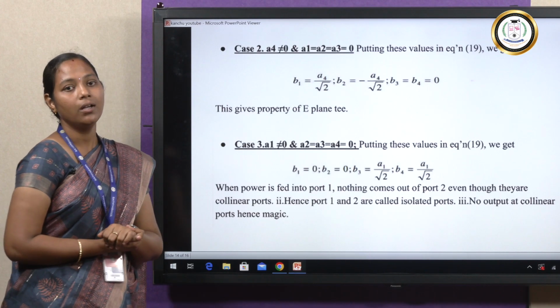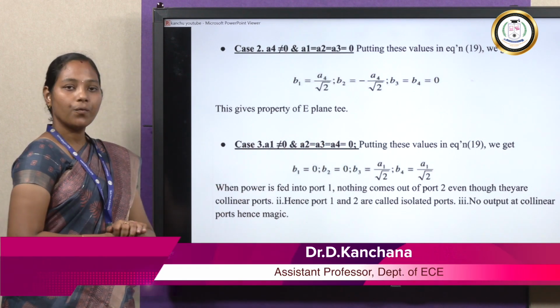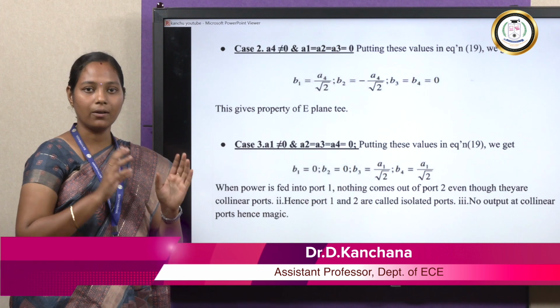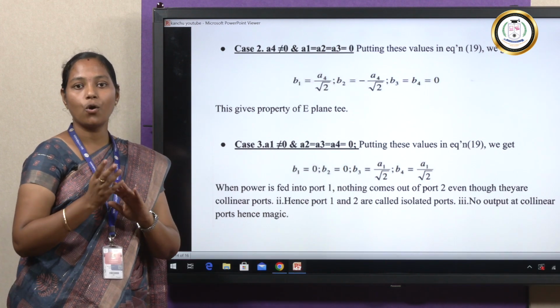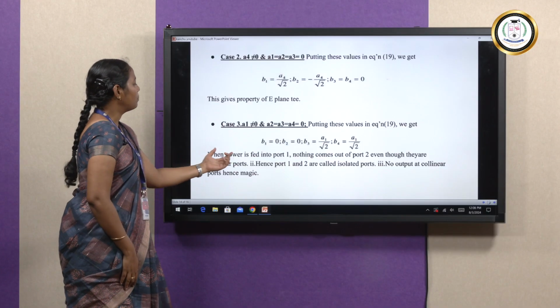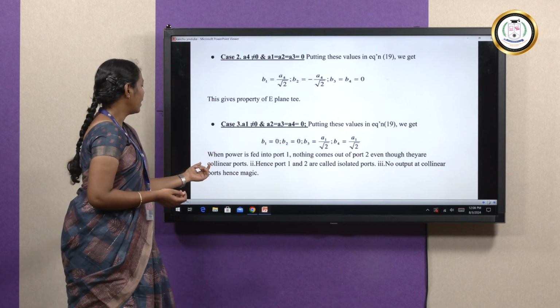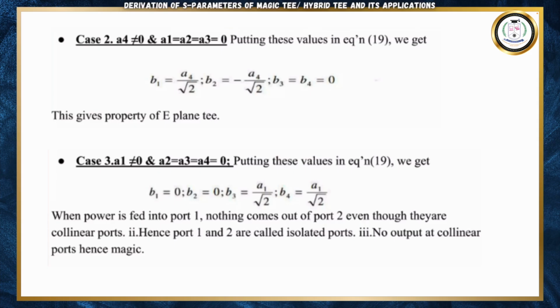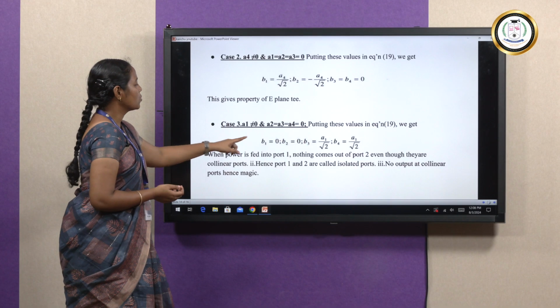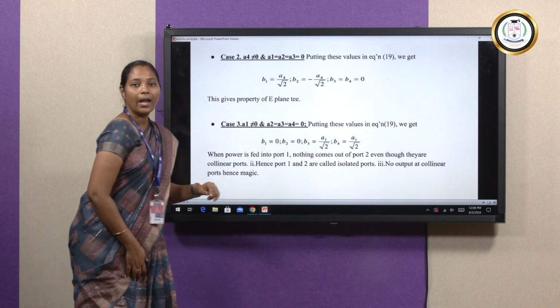So next, we are going to make A1 not equal to 0, and A2, A3, A4 equal to 0. We already discussed that if we are giving input at port 1, there is no output at port 2, right? This is what we discussed. The same thing: when power is fed into port 1, nothing comes out of port 2, even though they are collinear ports. The second point is port 1 and port 2 are called isolated ports. So they will not come. So no output at the collinear ports, hence it is a magic tee. So this is what we have found out: B1 equals 0, B2 equals 0, B3 equals A1 by root 2, B4 equals A1 by root 2. We got it.